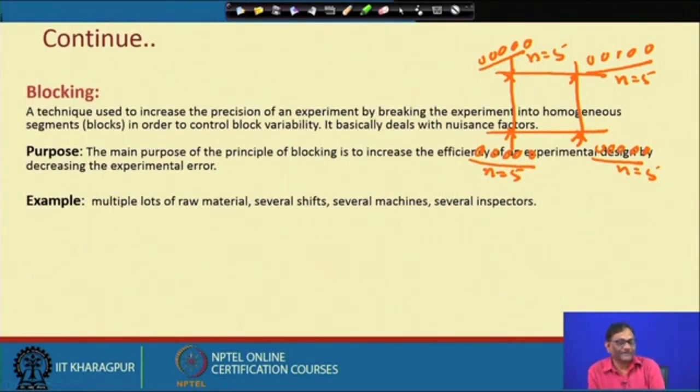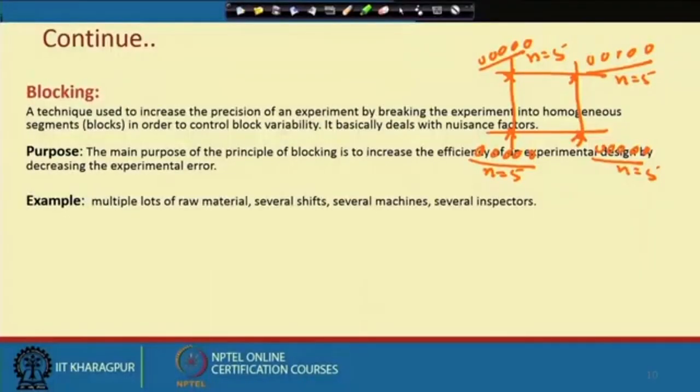Another important concept is blocking. You have heard about the nuisance or noise caused by uncontrollable variables. Suppose you consider any production shop where raw materials are supplied by different vendors. What is the guarantee that all vendors are giving you the same quality? It may not be. In that case, raw material creates a nuisance variable or uncontrollable variable.